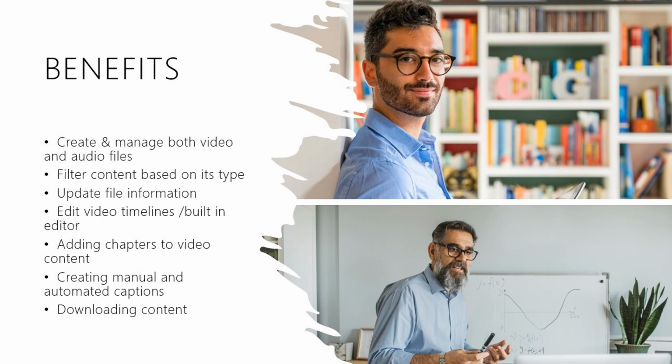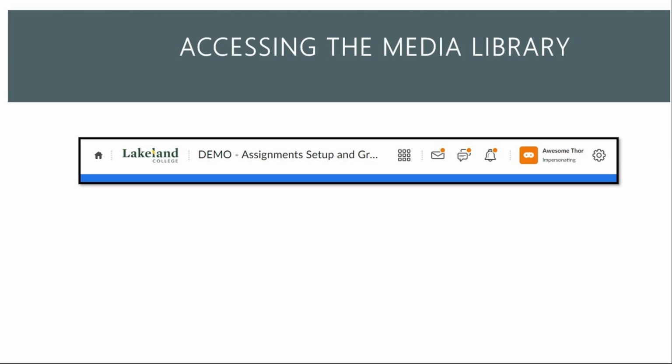The Media Library tool enables you to create and manage both video and audio files easily. You can filter content based on its type, update file information, and even edit video timelines using the built-in editor. Adding chapters to video content, creating manual and automated captions, and downloading content to your device are also possible with this tool.